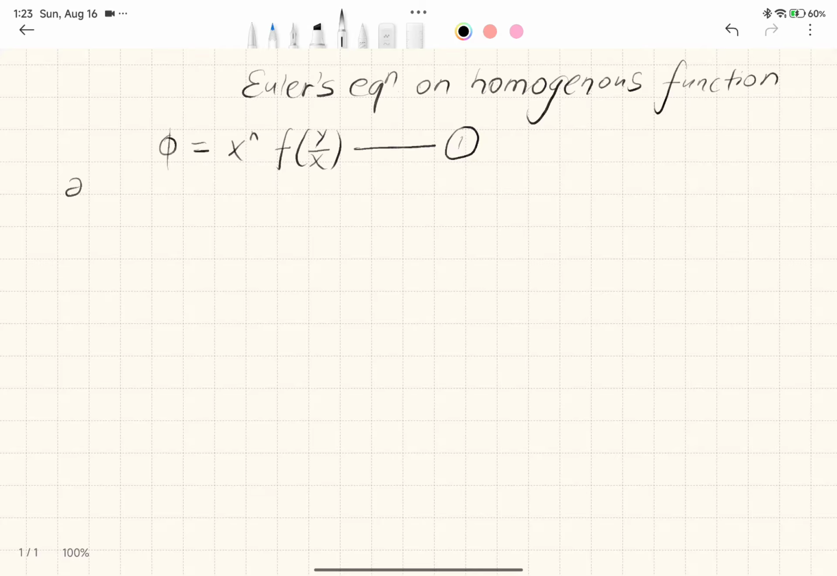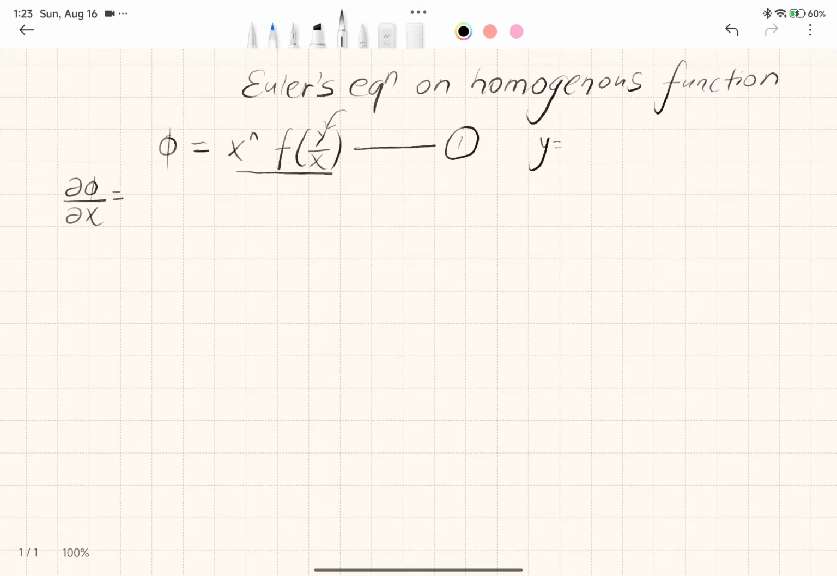Firstly, partial phi over partial x. This is a product function, so let's apply the product rule of differentiation. With respect to x, we are differentiating, so x is the variable and the rest are constants. Only two variables are here, x and y, so we are going to treat y as a constant.